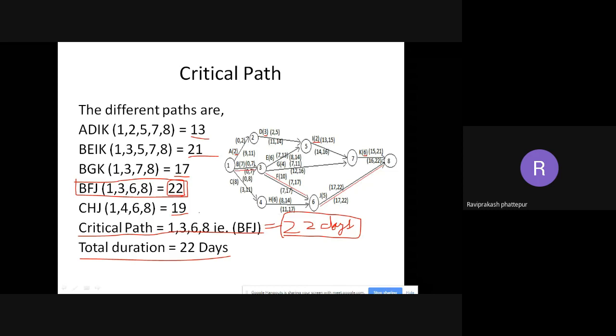I hope you have already completed writing this, or you can write it on your own. It is not a big deal. Which all ways can we go from 1 to 8? That is what is written here. The different paths are 12578, 13578, 1378, 1368, and 1468. These are all the different paths I can take, and the durations need to be added, and they are written at the end. So this is the critical path.